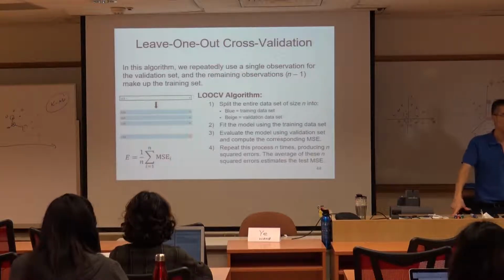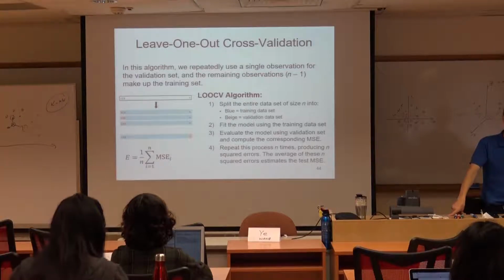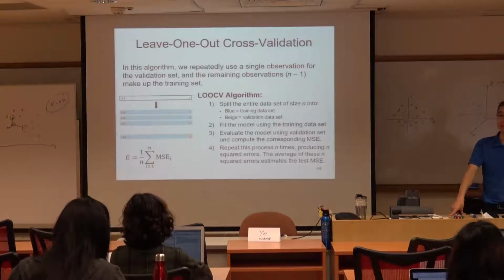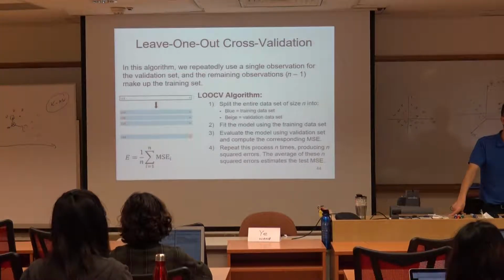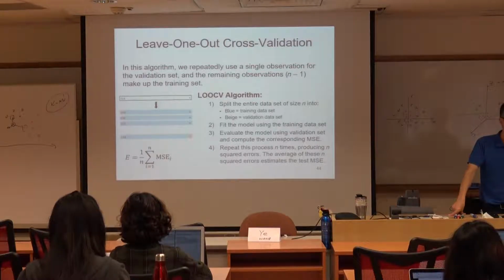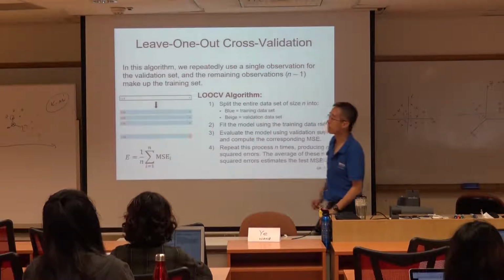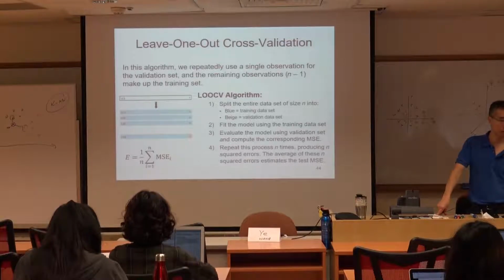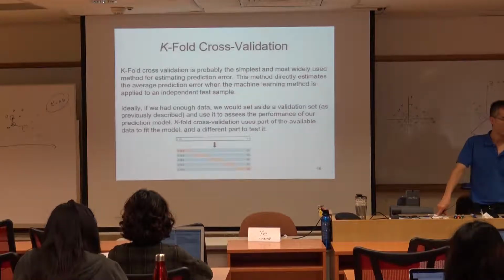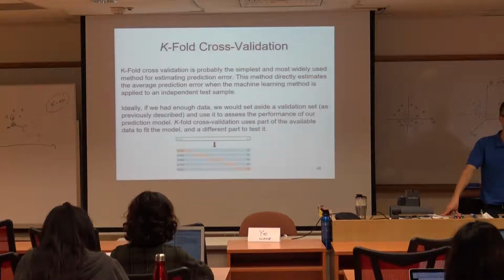Okay. Leave-one-out cross-validation method. In this case, you use actually everything but just one sample for the training, and then validate on this particular one. You can compute these errors like this. This is one method if the data set is not terribly big. And the other one is the so-called K-fold cross-validation.